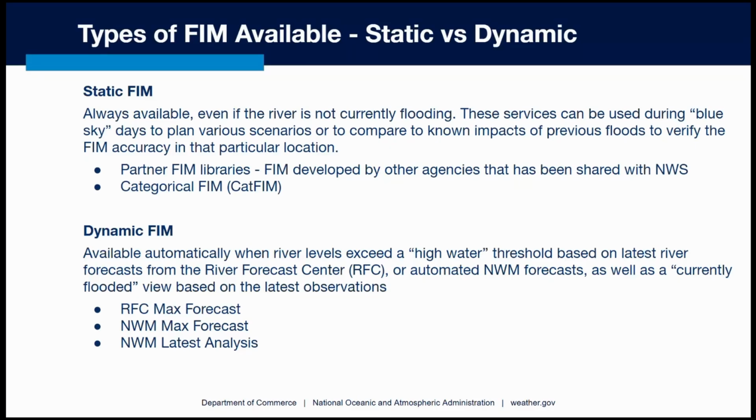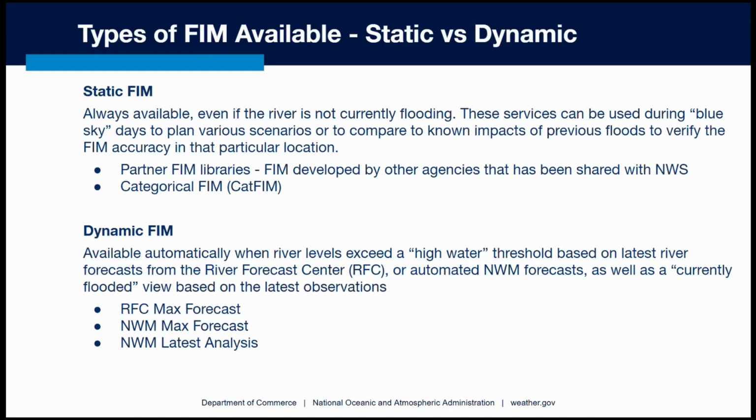So there's actually 5 different FIMs here, but I break them out into 2 categories: static FIM versus dynamic. Touched on this earlier. Static FIM are the ones that, once they're published, they're always available. You could look at it any time of year. You could use it to make some plans for your area. So we have 2 different things going on here.